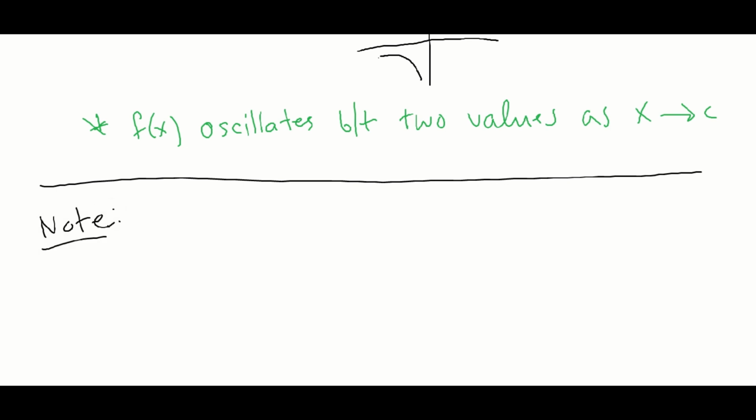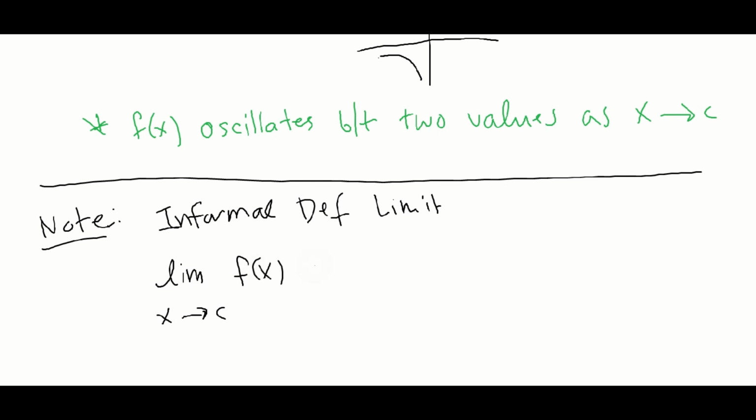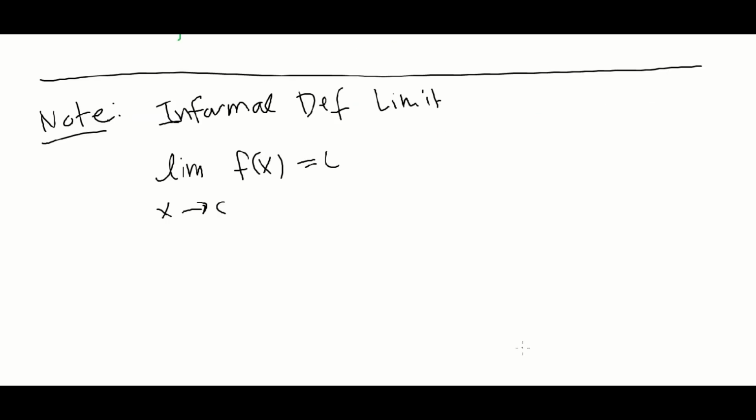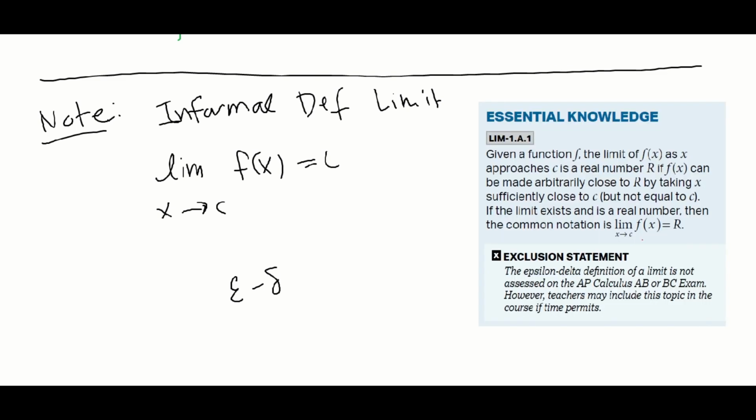Now, on that note, I want to remind you that we gave you an informal definition of a limit, which is the limit as x approaches c of f of x is L. This is informal because there's no exact meaning to the phrase x approaches c or f of x gets arbitrarily close to L. Limits are more formally described by the epsilon delta definition of limit, but this is not assessed on the AP exam, so we're not going to cover it in this course. But if you want to check it out, it's called the epsilon delta definition of a limit.